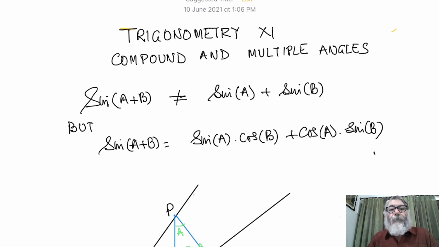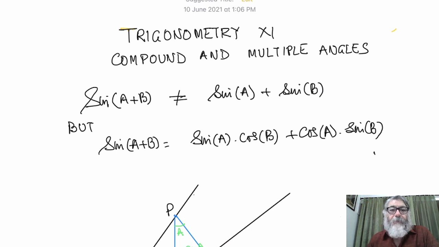Today we are going to continue doing trigonometry for class 11th. Today we are going to discuss compound and multiple angles. Because it's a very big chapter, I will try and finish a few formulas for you today.